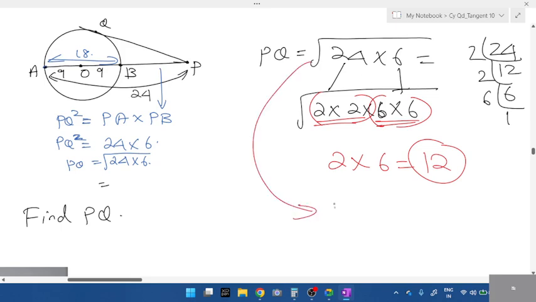This is one way to do. The other one you can directly multiply. 6 4s are 24, 6 2s are 12, 144. What is square root of 144? 12.